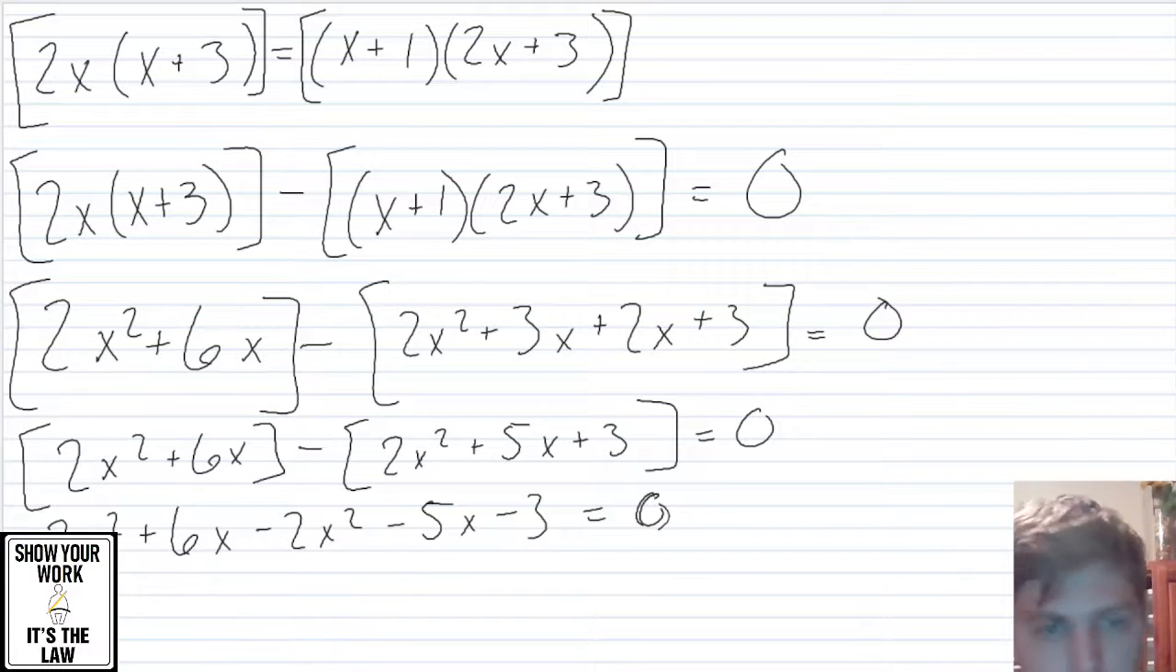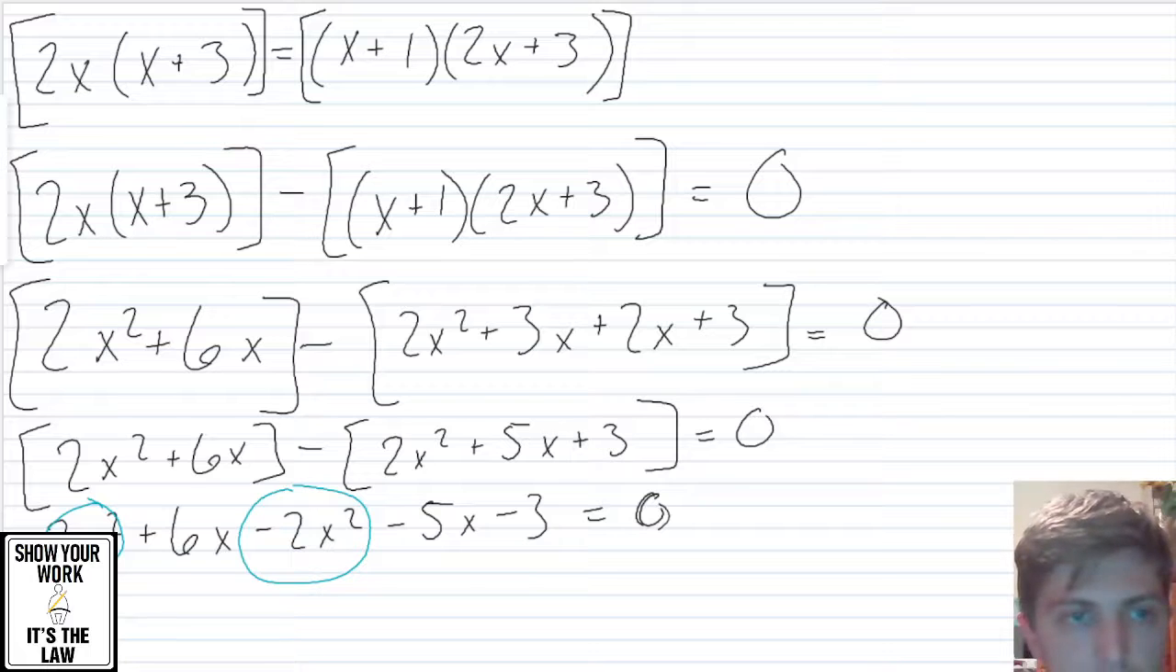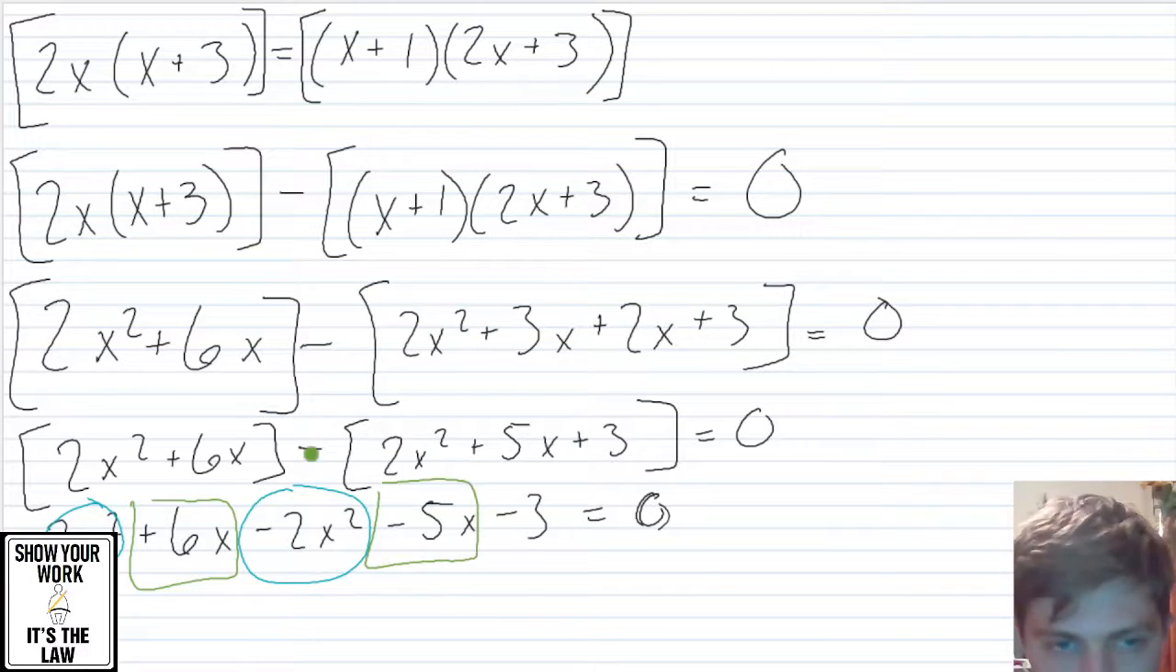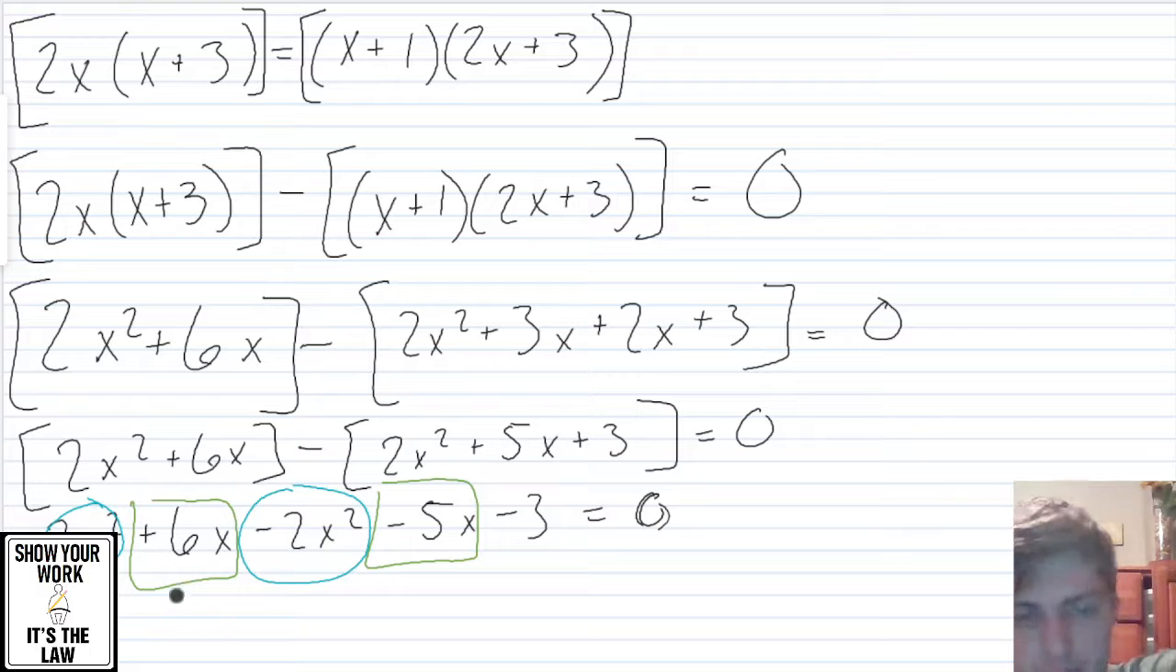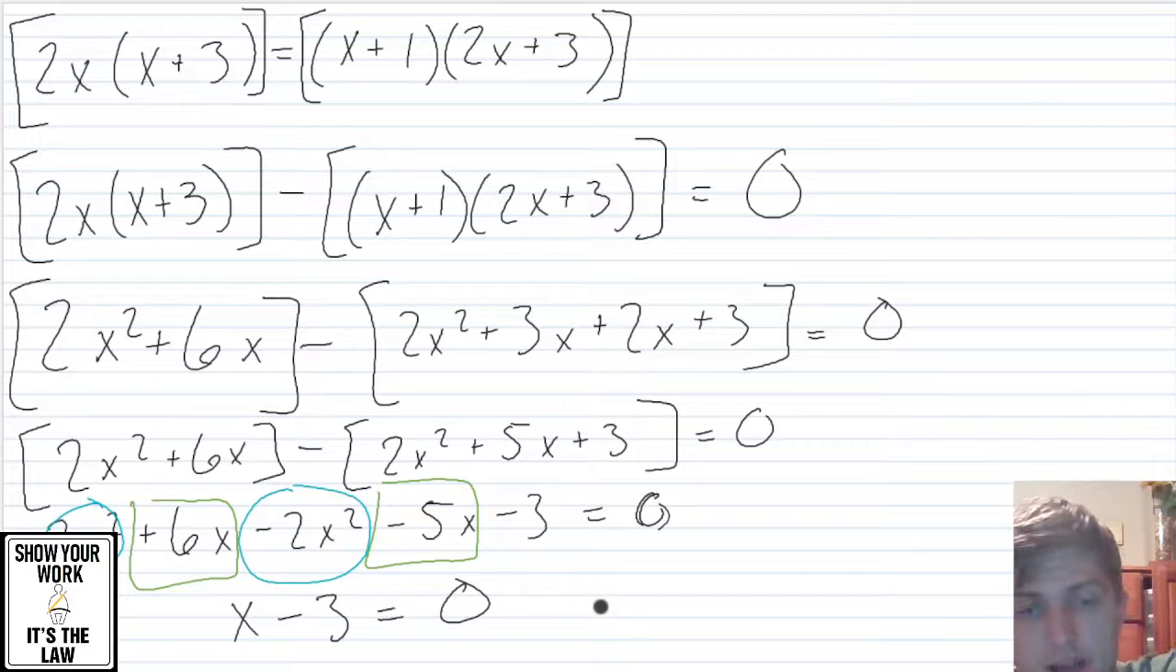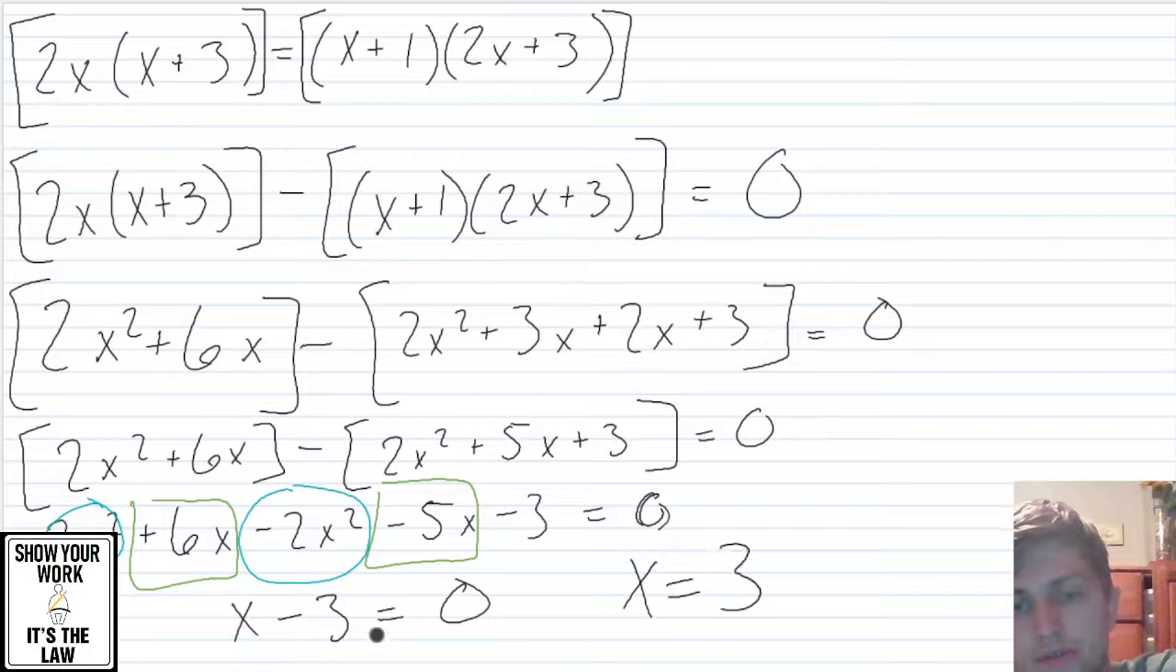So let's combine like terms. Let's use our circles. Remember to grab the sign in front of it. And we'll do squares and squares. So now we have 2x squared minus 2x squared, excuse me, which is 0. Then we have 6x minus 5x, which is x. And then we have a minus 3 equals 0. And then we want to add a 3 to each side. So we see that x equals 3.